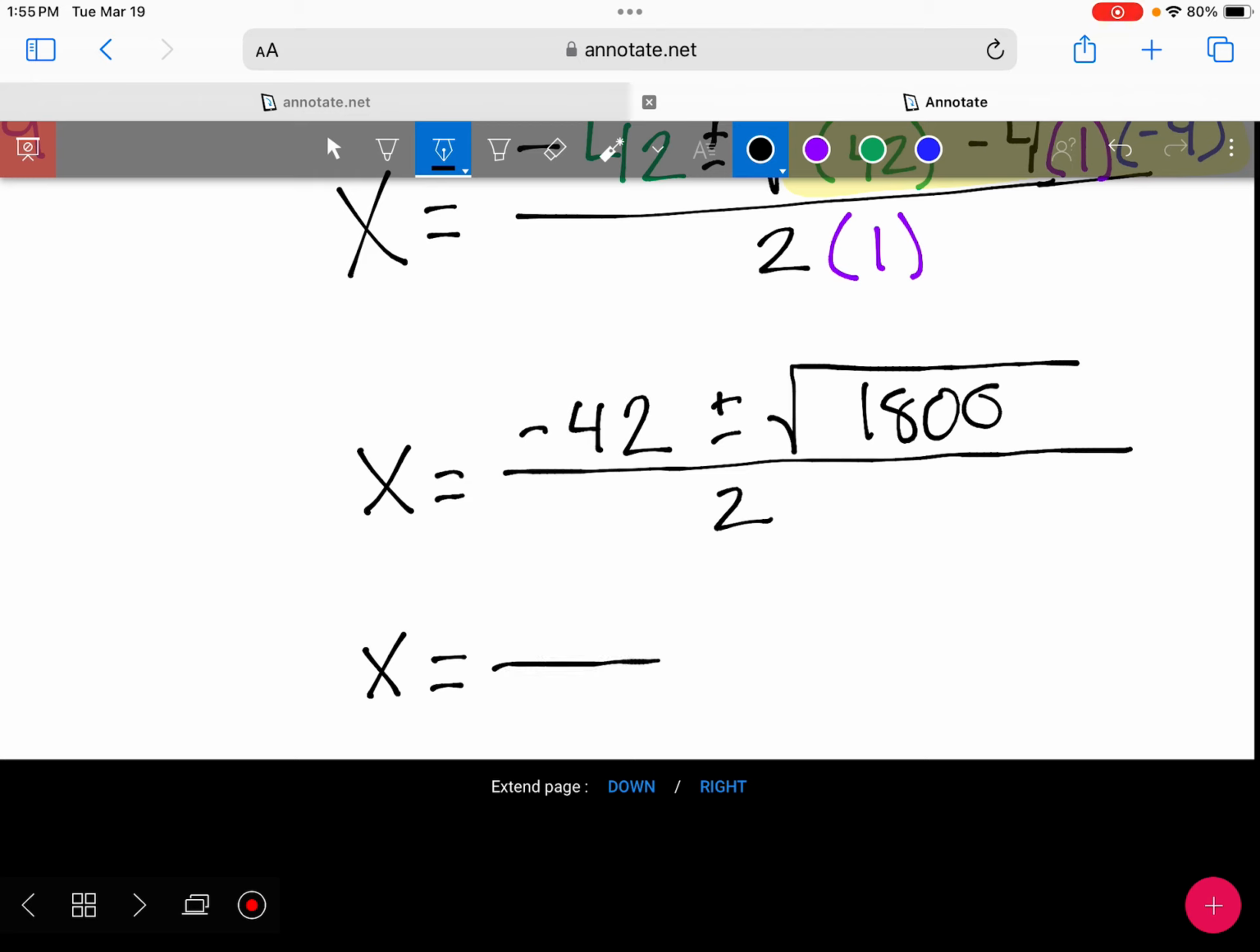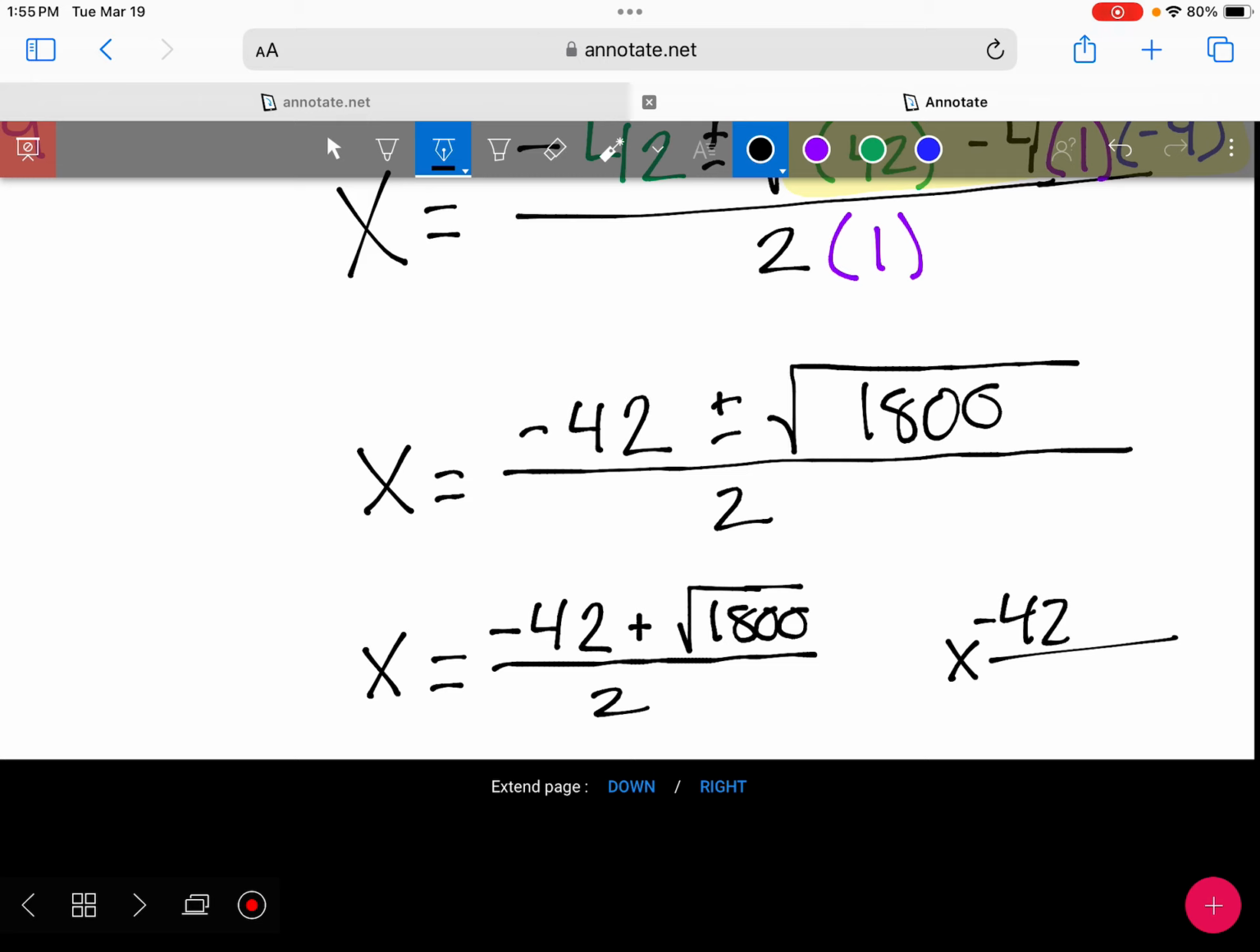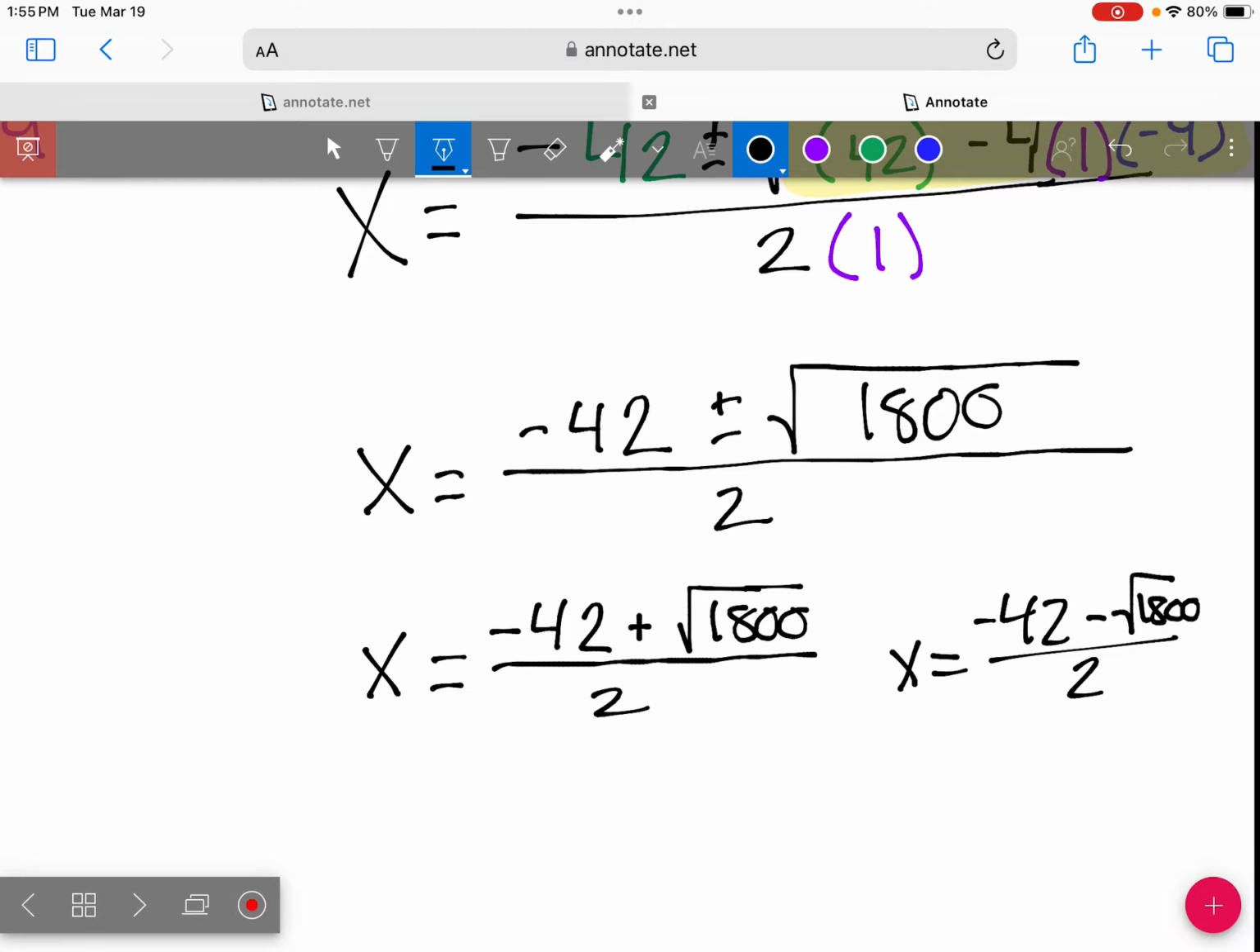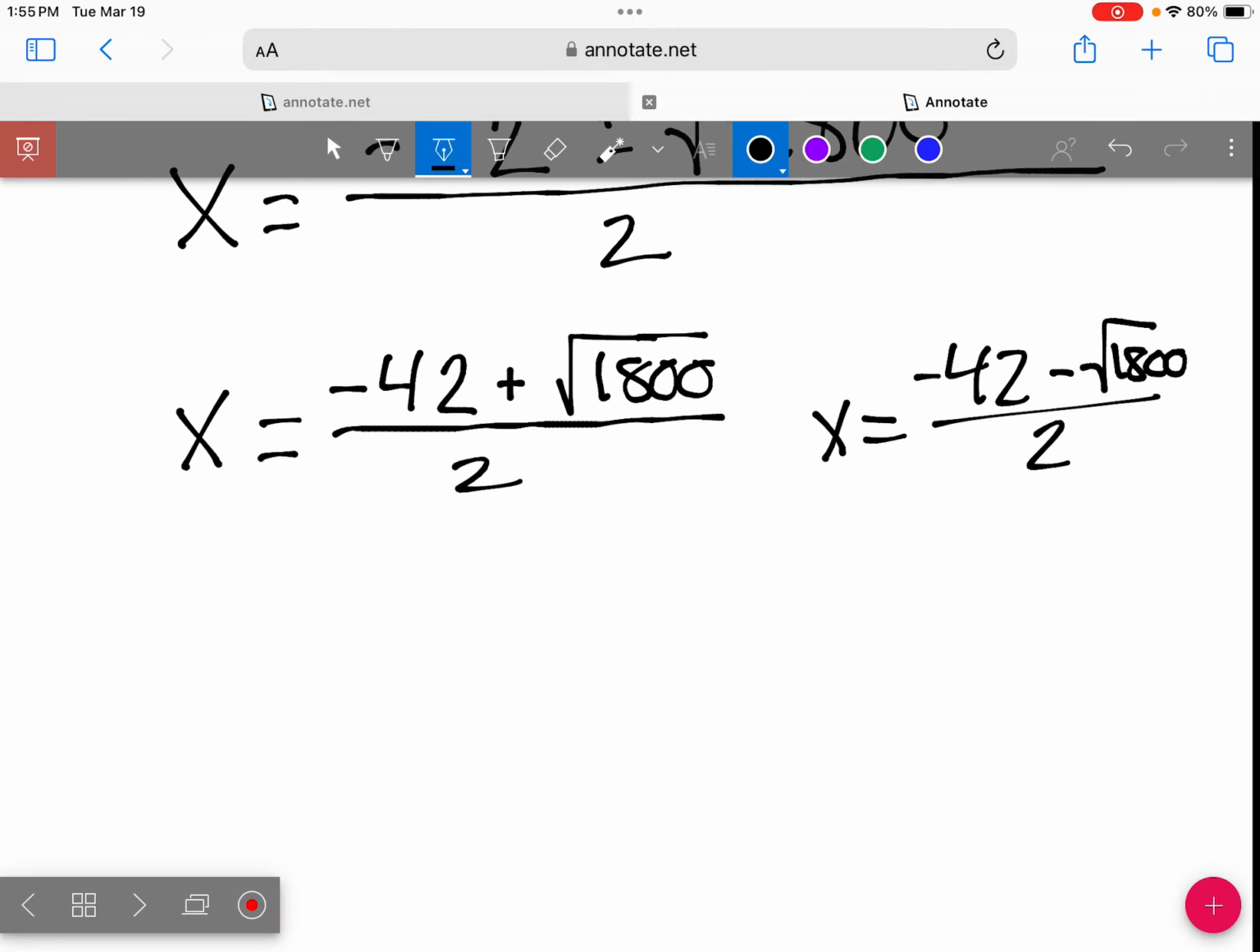So we're going to need to type this into our calculator a couple of times. So we're going to have x equals negative 42 plus the square root of 1,800 over 2, and x equals negative 42 minus the square root of 1,800 over 2. So here's another time what I mean. We're going to have 2 answers. We're going to type it in twice.